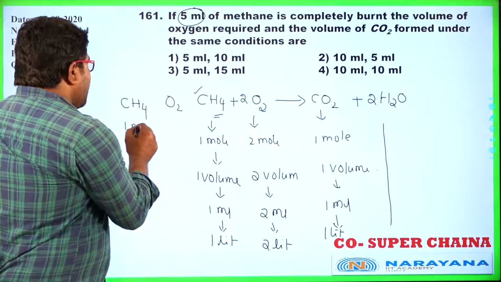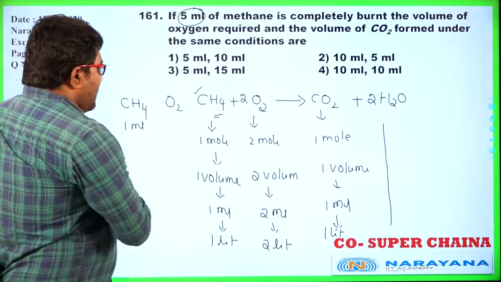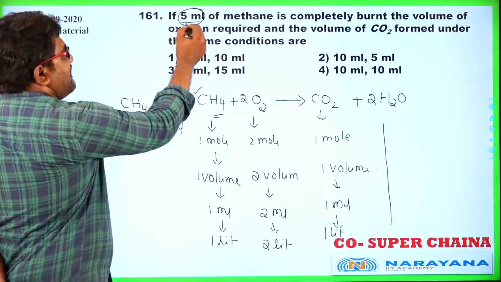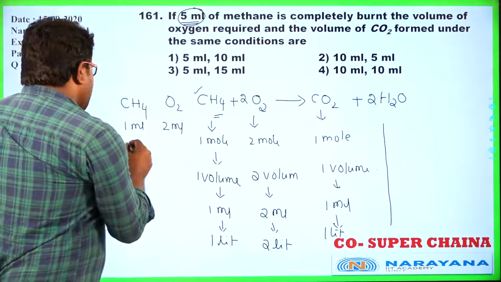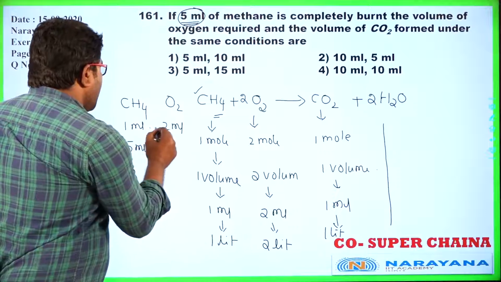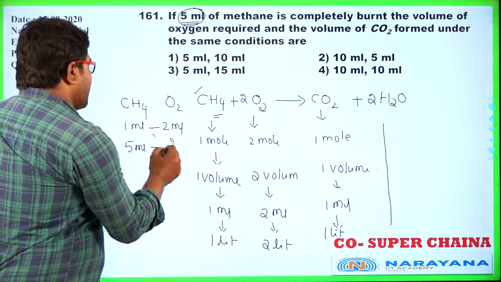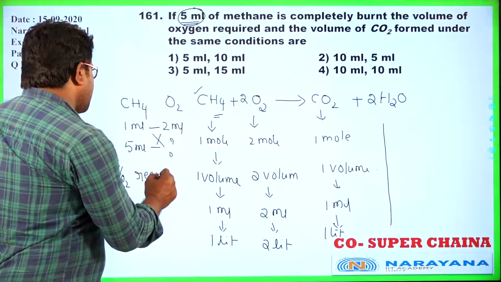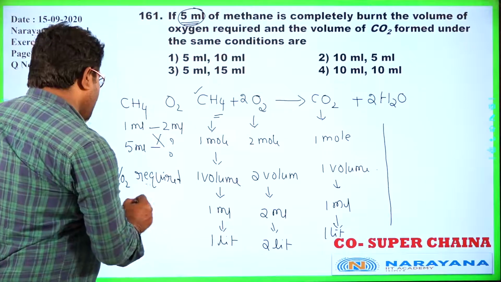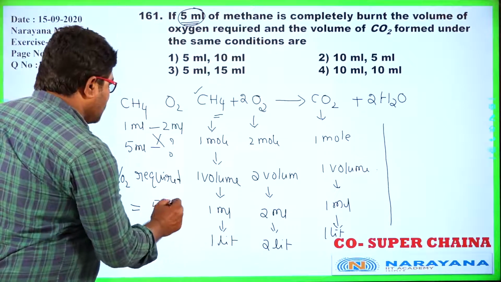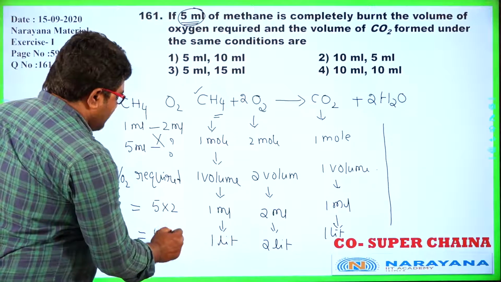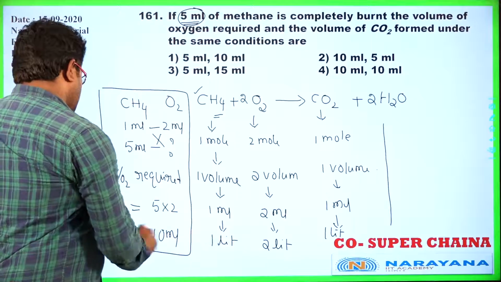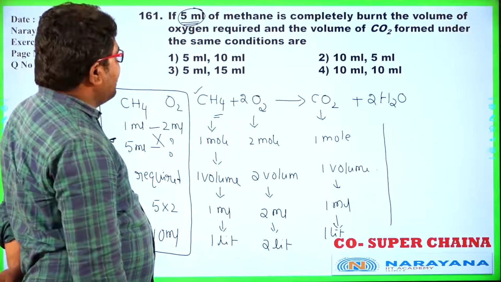According to that reaction, 1 ml of methane requires 2 ml of O2. But how many milliliters of methane are we taking? 5 milliliters. So for 1 ml it is 2, and for 5 ml how much is required? The volume of oxygen required is 5 into 2, that is equal to 10 ml. This is the volume of oxygen that it requires.